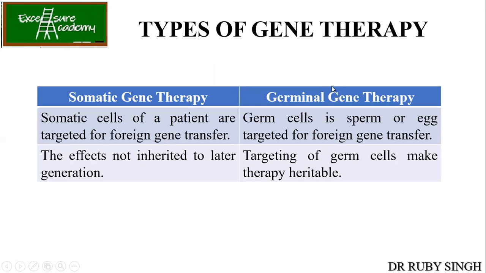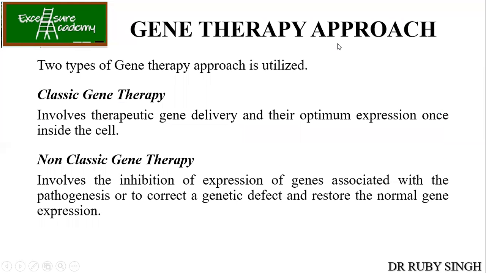Now, what are the types of gene therapy? Somatic gene therapy and germinal gene therapy. From the name itself, it's very clear. Somatic gene therapy means somatic cells of the patient are targeted for foreign gene transfer, and it is not inherited. It is restricted to that particular generation only and will not be transferred to other generations. Whereas in germinal therapy, the gene is present in the germ cells, so it is passed to the offspring also.